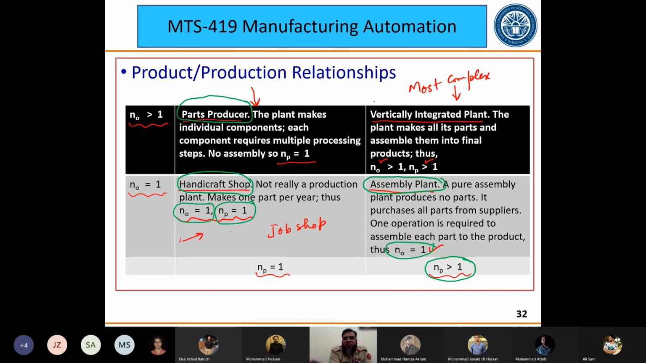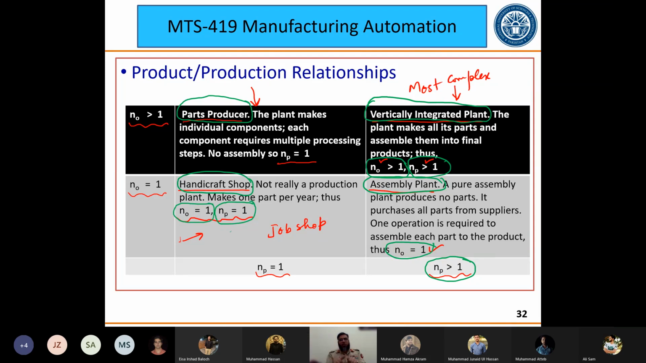This is the vertically integrated plant. This is the most complex. That it has more than one number of operations and it has more than one number of parts. So इसमें देखिए वो जो complexity है वो दोनों जगह पे आ रही है. Parts में भी complexity आ रही है और product में भी complexity आ रही है.